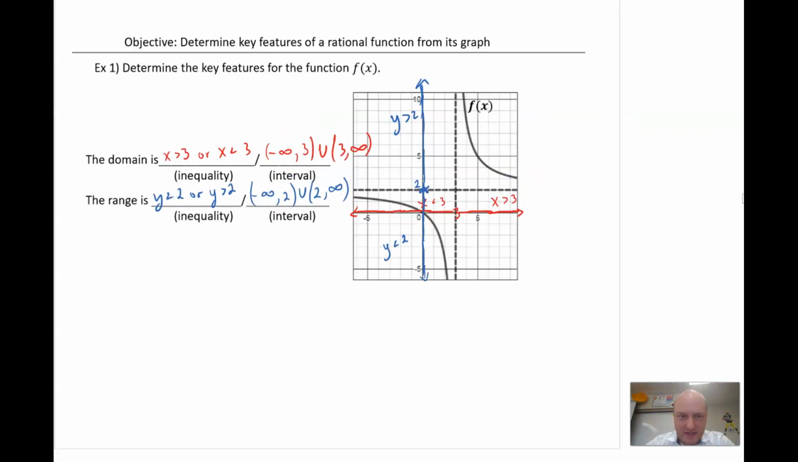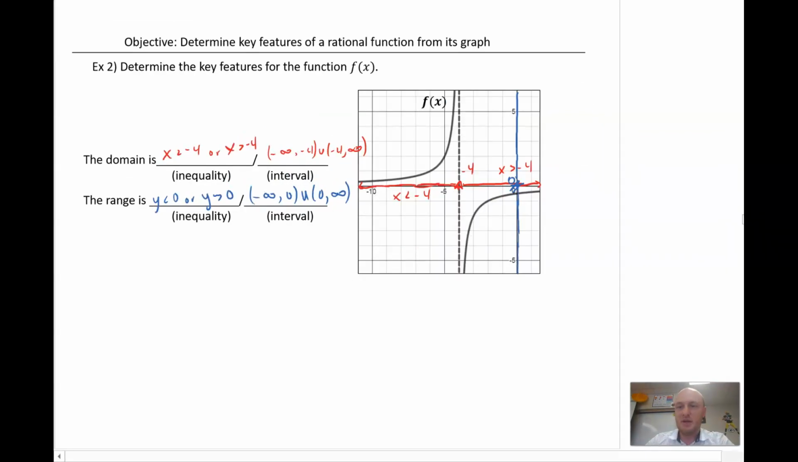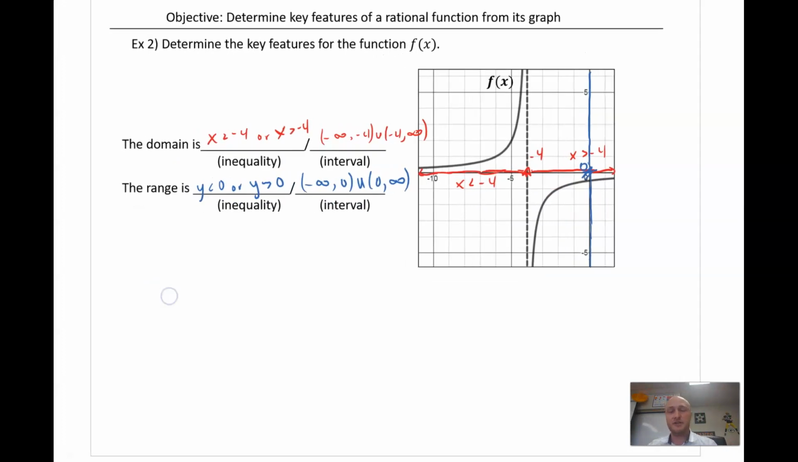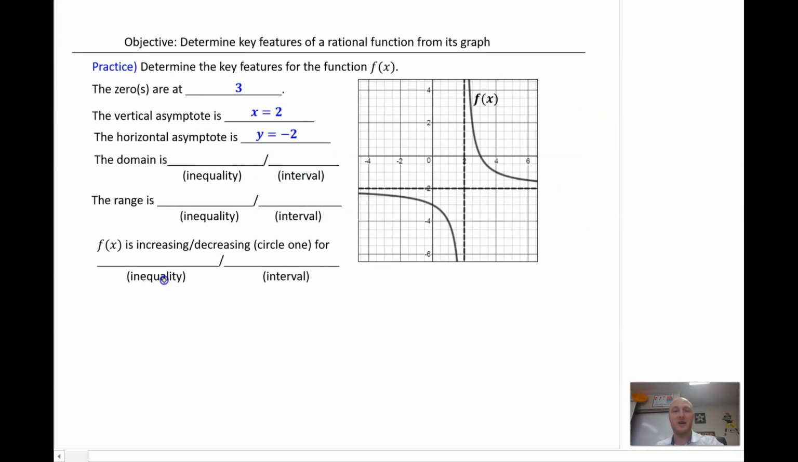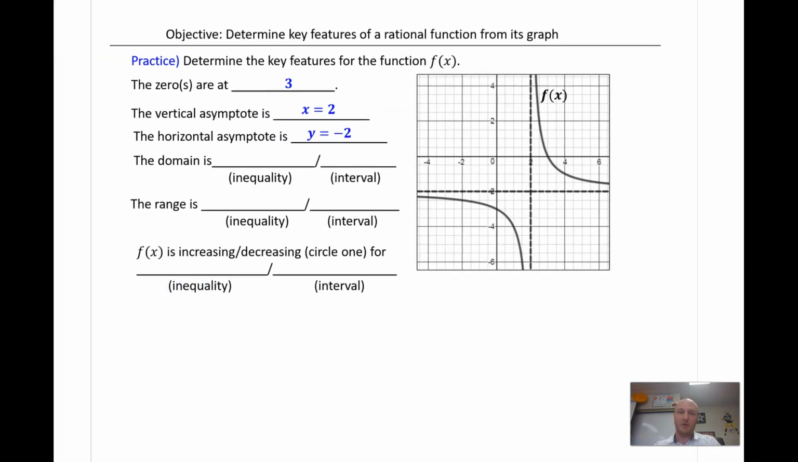Did I make an error on my last page? No, I didn't. I used y. Life is good. Okay. All right, so that's domain and range. Here is a practice problem. Please pause the video on example 3. I want you to go ahead and try this one.